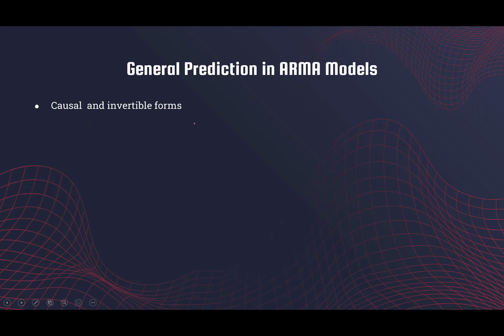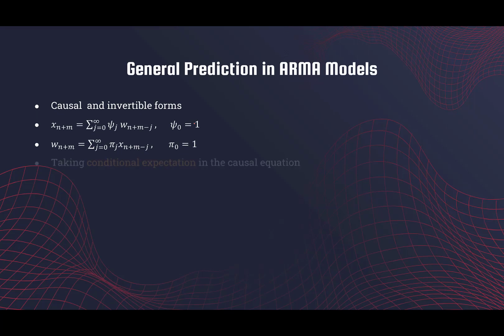So to obtain this estimator on past infinite values, we are going to look at the causal and invertible forms. This is the causal form, this is the invertible form. We've studied this before, so not getting into the details of that. So now we're going to take the conditional expectations in the causal equation, which is this guy. So conditional expectation of this given the past infinite values is denoted by x tilde.